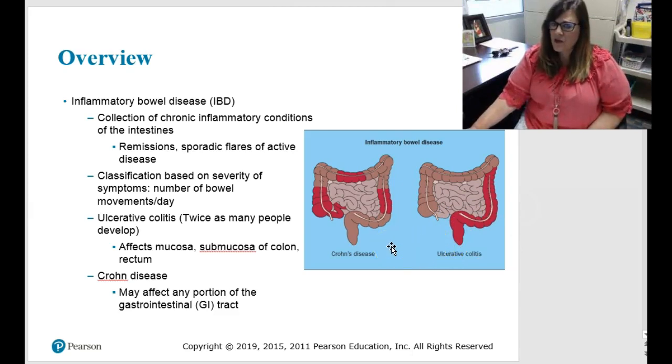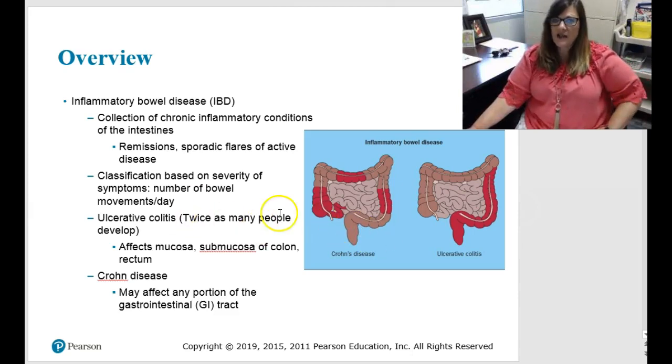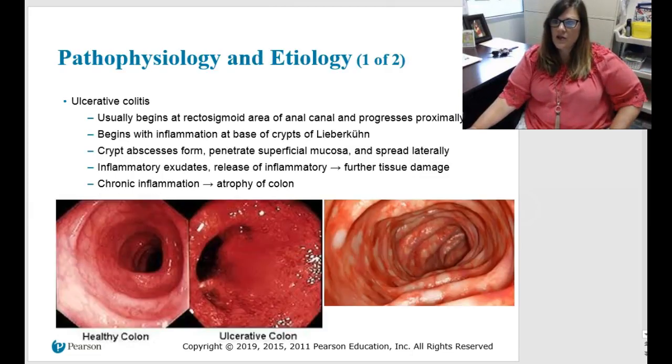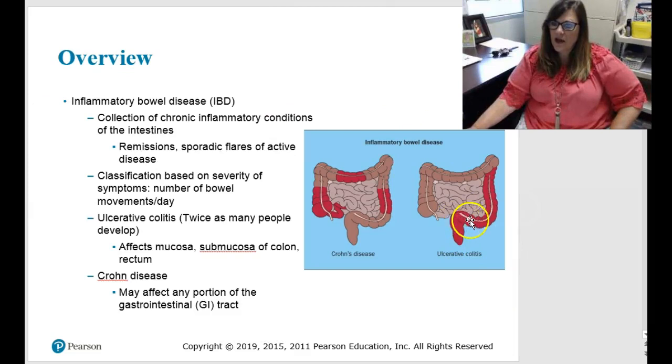Ulcerative colitis, about twice as many people develop that as Crohn's disease. And like I said, with Crohn's disease, it can really affect anywhere in the GI tract. So let's look at a picture of it. With ulcerative colitis, it usually starts at the rectosigmoid area of the anal canal, and then it progresses proximally. So starts here and kind of goes this way, right?